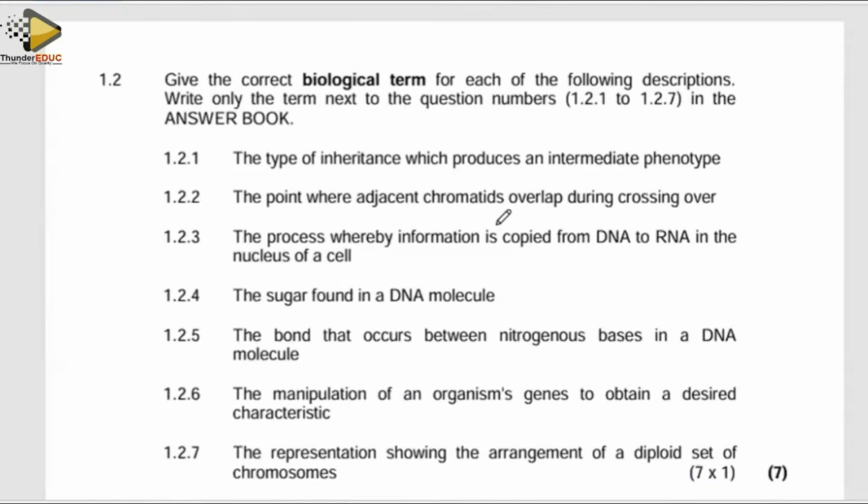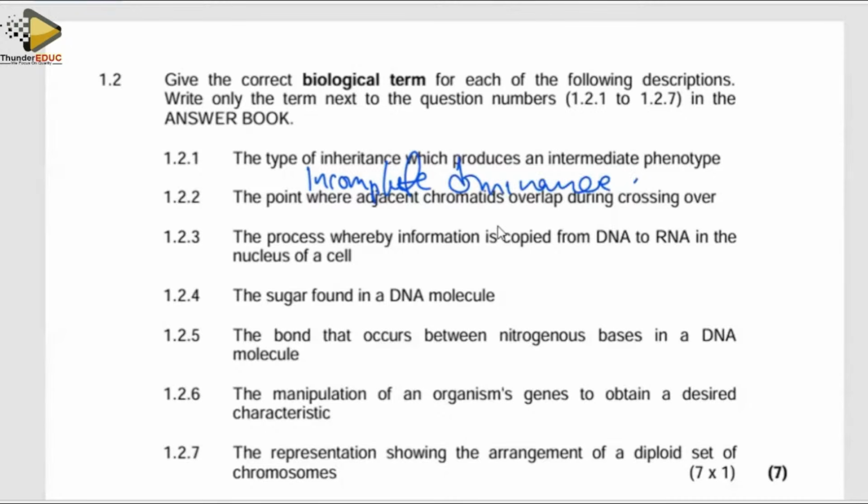I know that you have not yet felt like you are ready for these terminologies, so let's have another example. The type of inheritance which produces intermediate phenotypes. So how do you call that kind of dominance? We call it incomplete dominance.